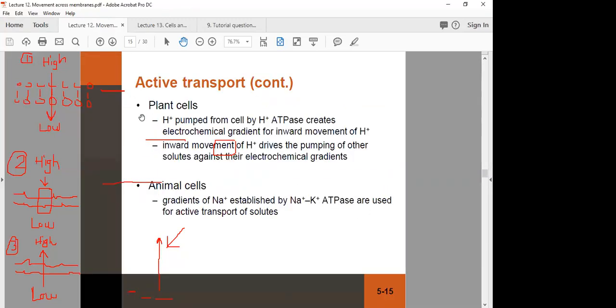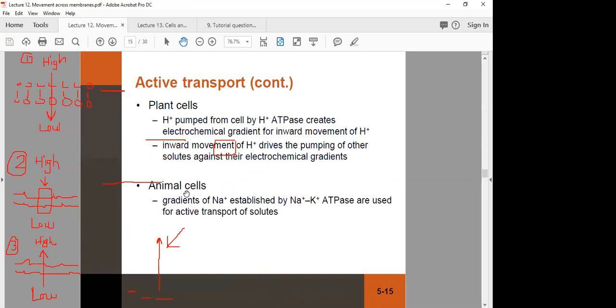Let's revise that on this slide. So in plant cells, protons are pumped from the cell using the proton ATPase that we just looked at, and this creates an electrochemical gradient. So the protons then move back into the cell, just passively diffuse back into the cell, and this movement of the protons drives pumping of other solutes, such as the amino acids or the sodium ions, against their electrochemical gradients.